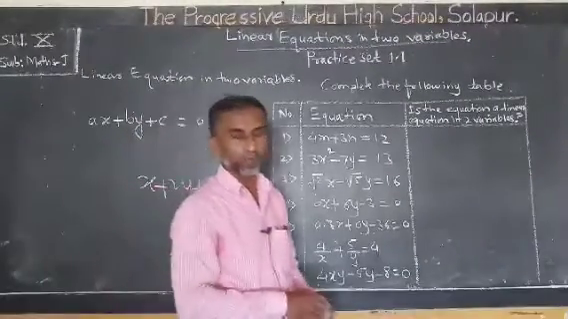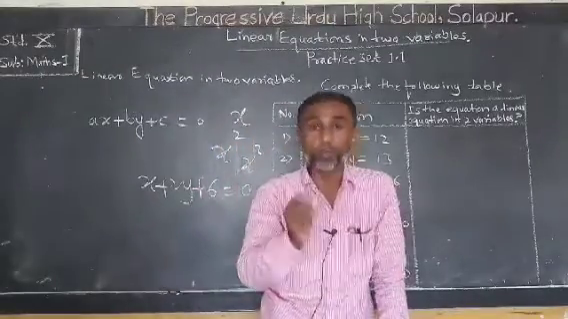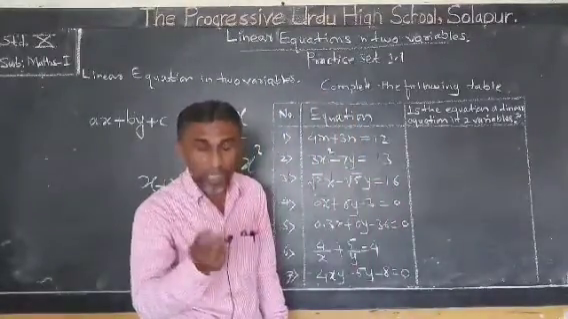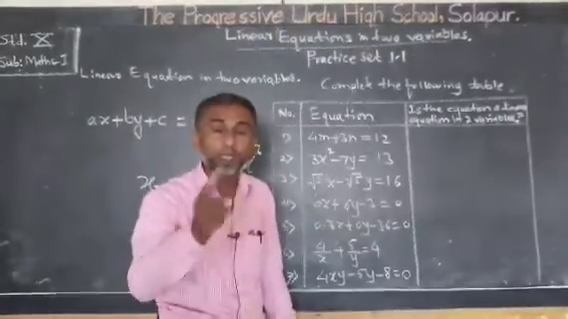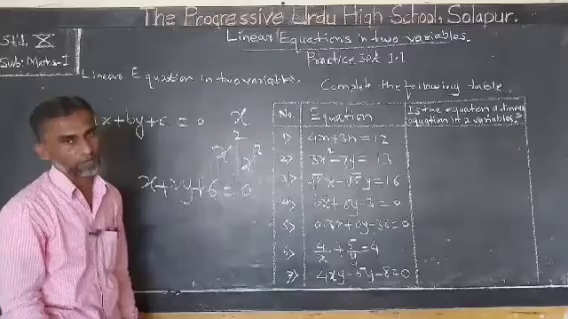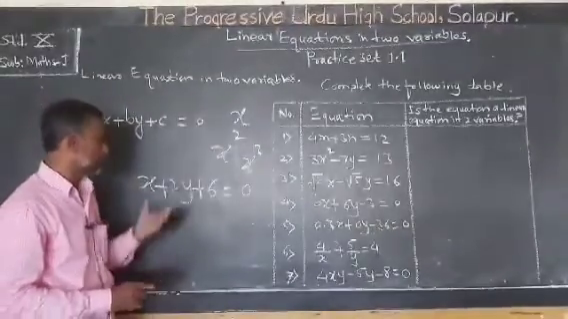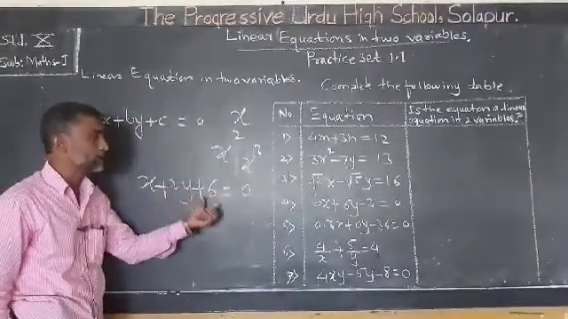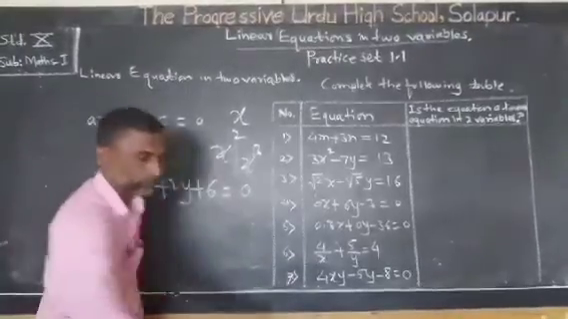Once again, I am going to define: an equation which contains two variables and order of each term containing the variable is 1 is called a linear equation in two variables. For example, x plus 2y plus 6 is equal to 0.